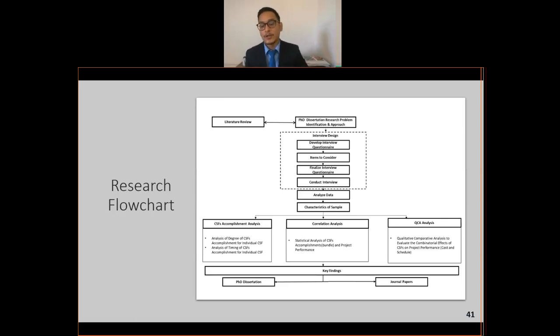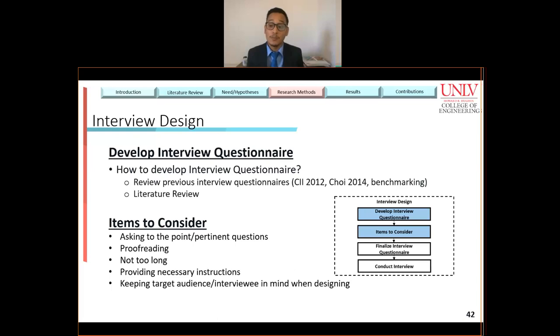So let's start with the interview design, which is one of the most important parts of data collection for this study. I developed this interview questionnaire by reviewing previous interview questionnaires from various sources, benchmarking questionnaires, as well as conducting a literature review, which helped me identify the relevant factors and questions. While designing the questionnaire, it was important to consider some crucial points to make it as effective as possible, such as asking to-the-point and pertinent questions, proofreading the questionnaire, making sure not to make it too long, providing necessary instructions, which is always necessary, and keeping in mind the target audience.